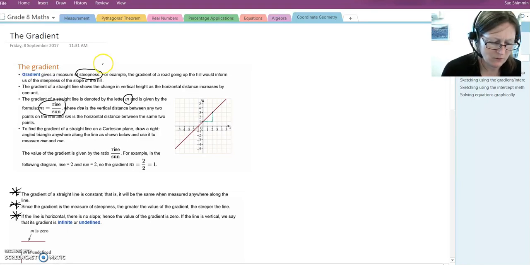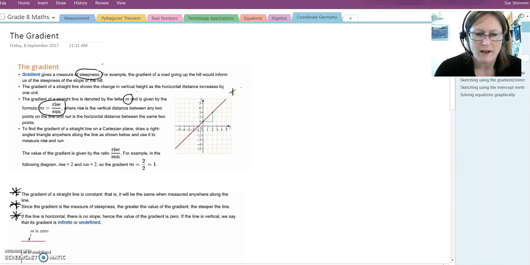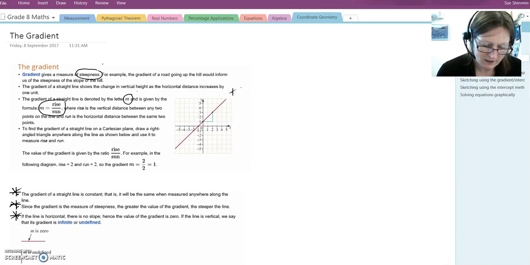And I have circled these main things that I'm stating here. So gradient is rise over run. Here we have a straight line. The gradient of that straight line is constant. That is, when we find the gradient, it's going to be the same no matter where we measure it along that line. The gradient is a measure of steepness, so the greater the value of the gradient, the steeper the line is.